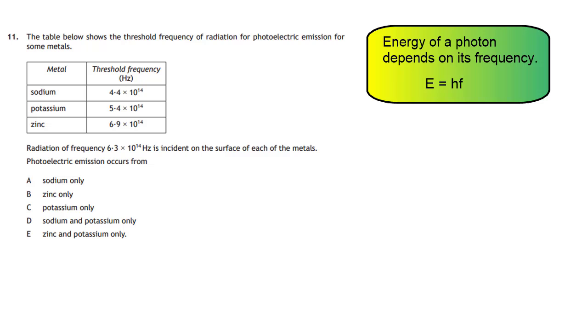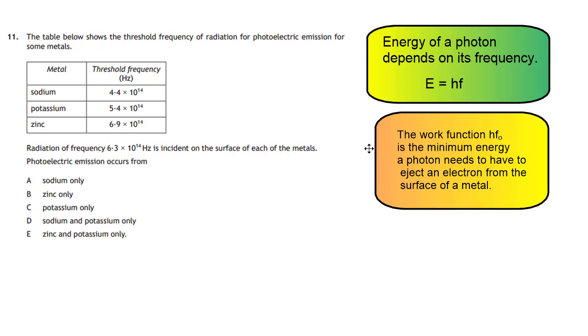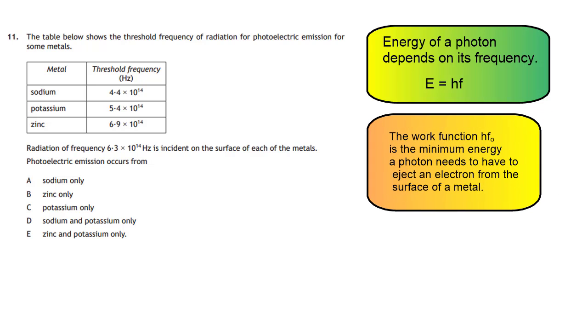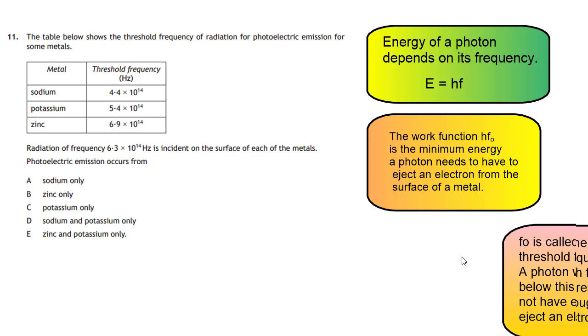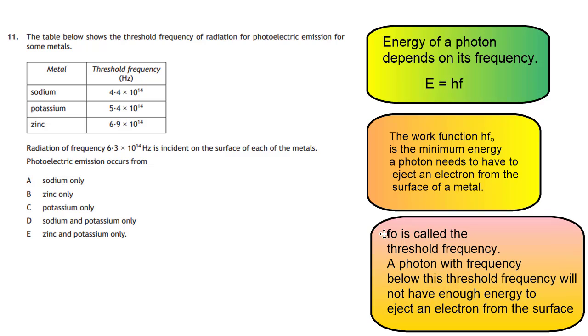Now, what about the work function of a metal? Well, the work function of a metal is given by the expression hf naught. hf naught is the minimum energy a photon will need in order to knock an electron off the surface of the metal. It's the minimum energy required to do that. E equals hf naught, and we don't call it E, we call it the work function. Now if we isolate f naught, we have the following. f naught is called the threshold frequency.